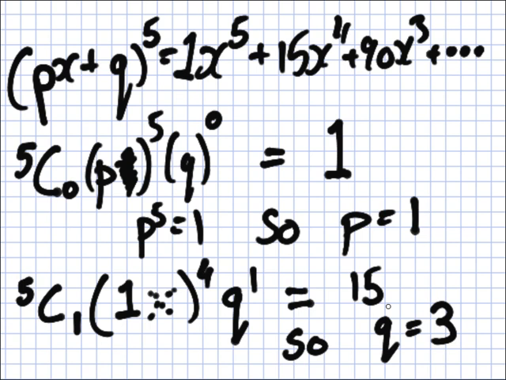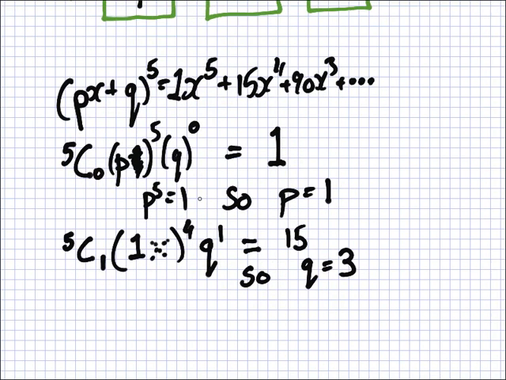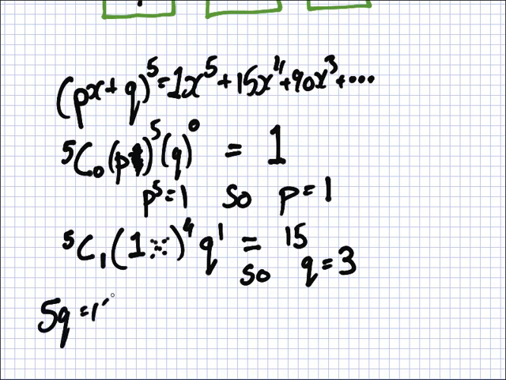Hang on. One at a time. Son, then Bella. Yes? How can I calculate the Q equals 3? Oh, how did you get Q equals 3? Well, what's 5C1? It's 5. What's 1 to the power 4? 1. 5 times 1? 5. So really, what you have here, son, is 5Q equals 15. That is 5Q equals 15.